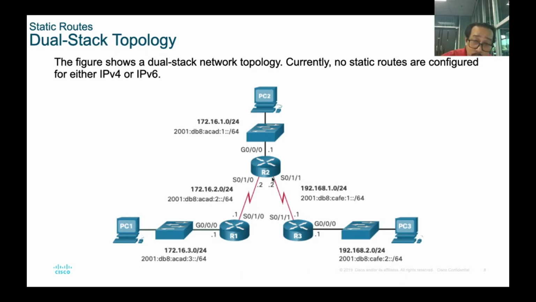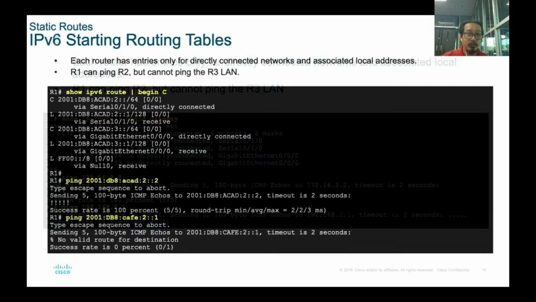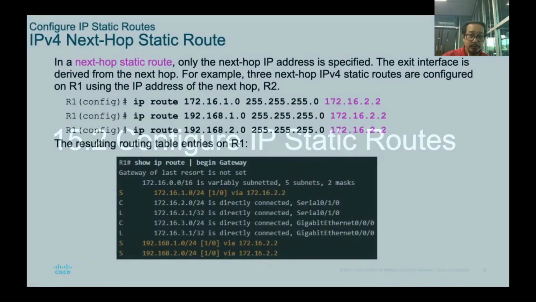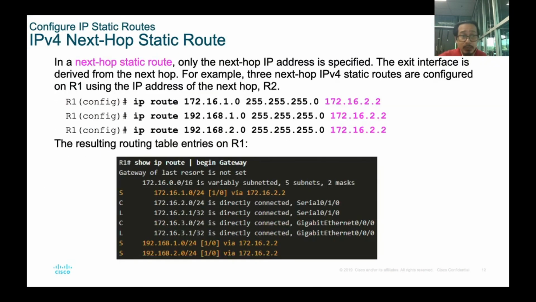And R3. R3 is almost similar to R1. In order to go to all networks, it must go through R2. But of course, they are using a 192.168.1.something IP address, not using 172.16.2.something, because 172.16.2 is from the point of view of R1. From the point of view of R2, it must go through 192.168.1.2. Okay, so I hope I'm clear with configuring static route through a next hop.